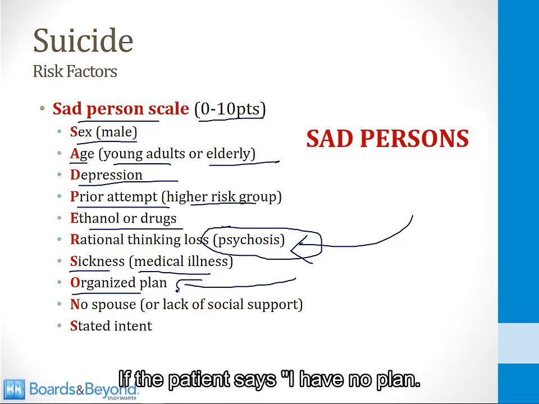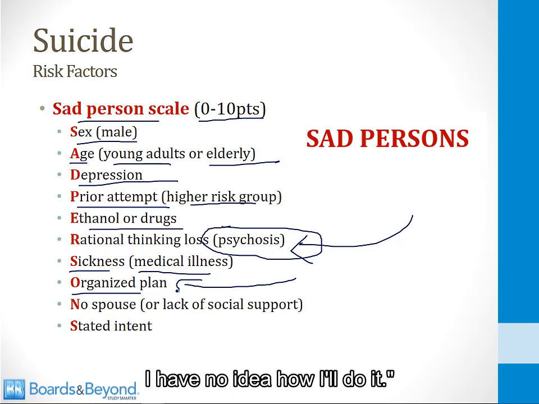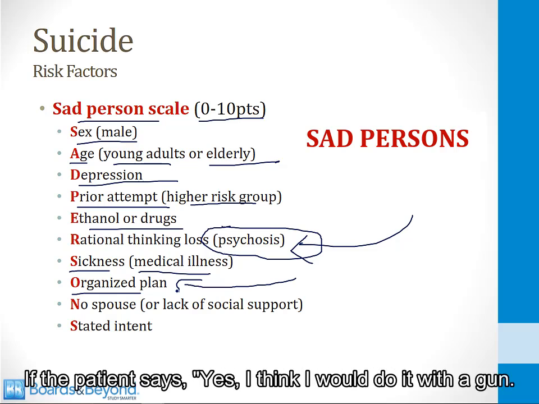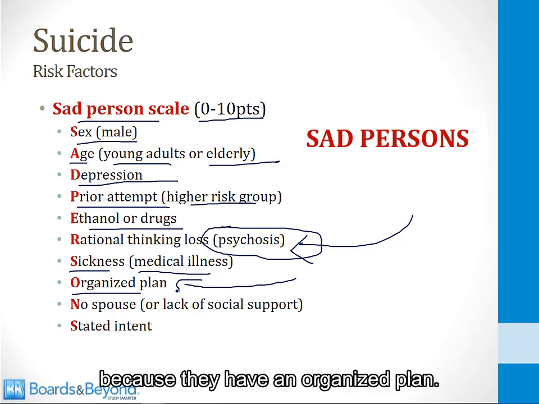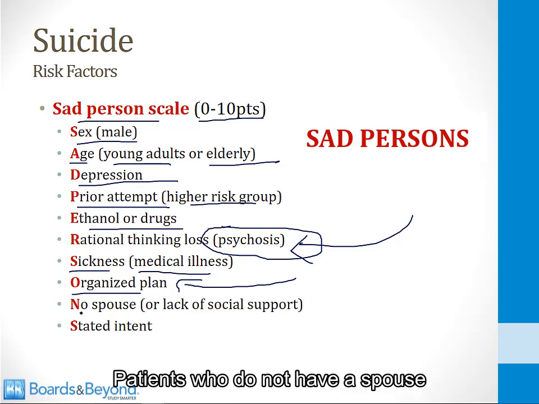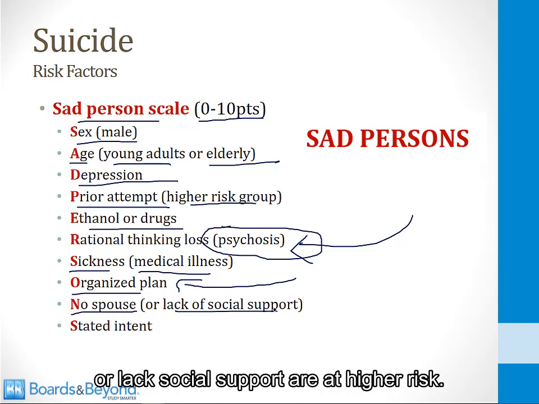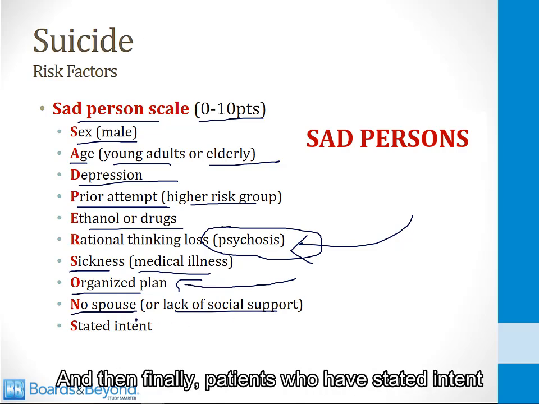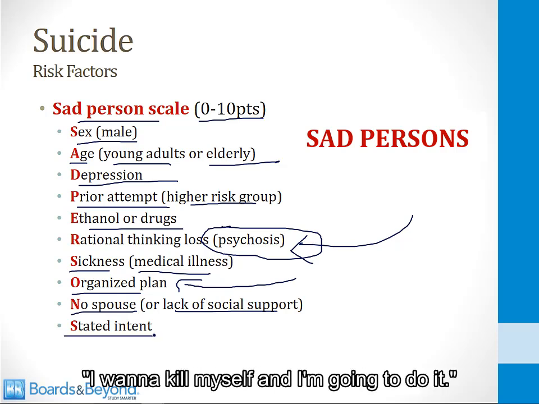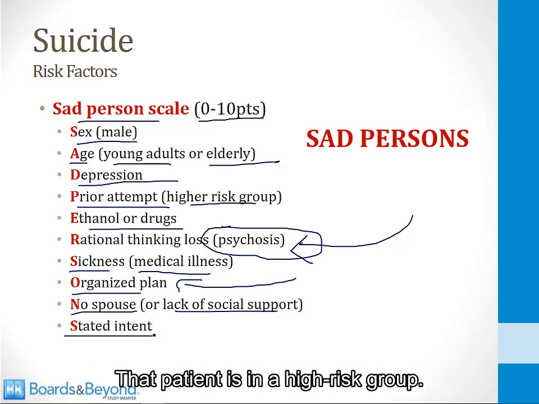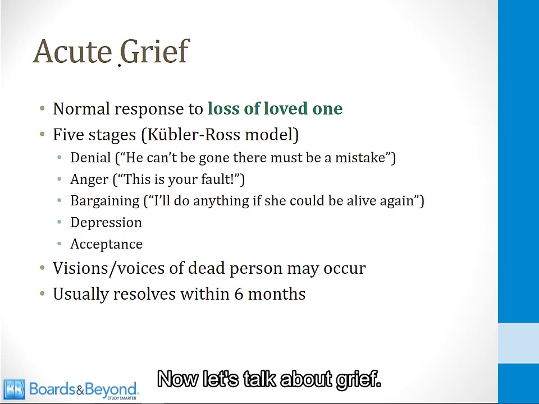If the patient says, I have no plan, I have no idea how I'll do it, that patient's at lower risk. If the patient says, yes, I think I would do it with a gun, and there's a gun in my house and I know how I would use it, that patient is at higher risk because they have an organized plan. Patients who do not have a spouse or lack social support are at higher risk. And then finally, patients who have stated intent are obviously at high risk. If a patient says, I want to kill myself and I'm going to do it, that patient is in a high risk group.